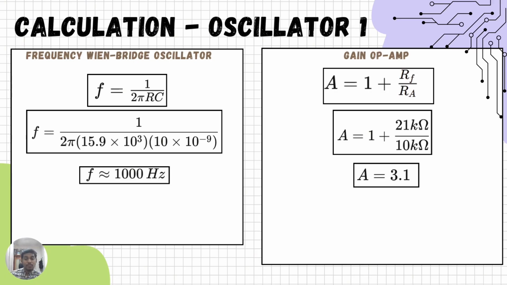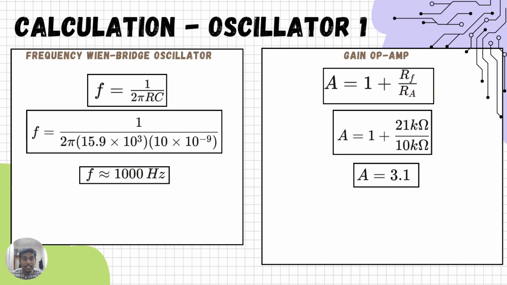Next we have to calculate the gain. Don't forget to calculate the gain. The formula for gain is A equals 1 plus RF over RA. The gain of the op amp circuit is important to ensure continuous oscillation. If the gain is too low, the oscillation will stop immediately. And if the gain is too high, the output waveform becomes distorted. Later we will see the cases where the gain is bigger than 3, lesser than 3, or equal to 3. We'll go to the next slide for that later.